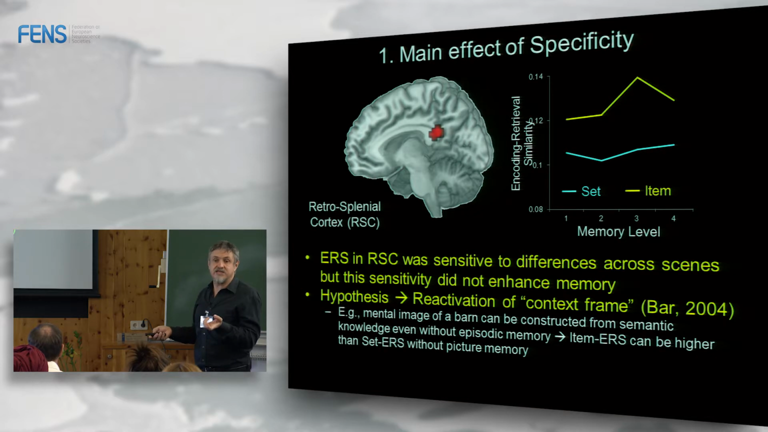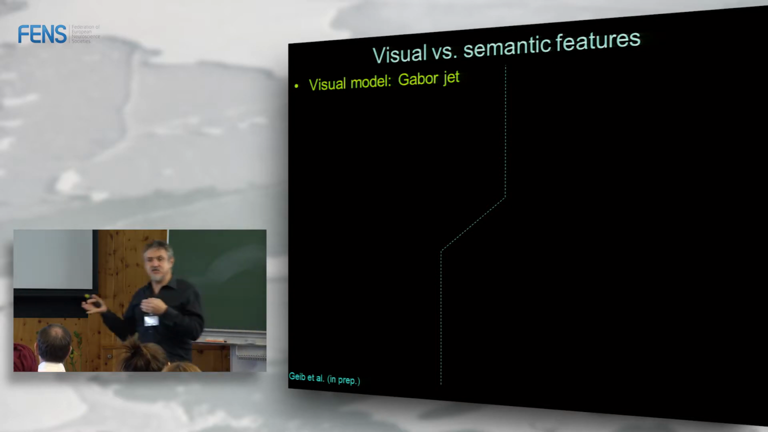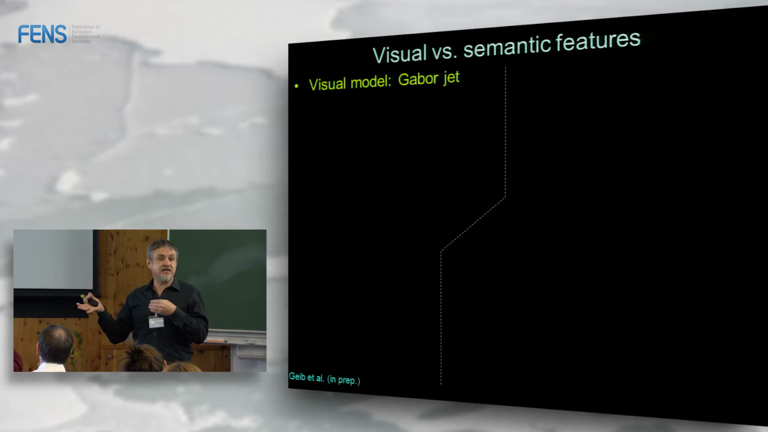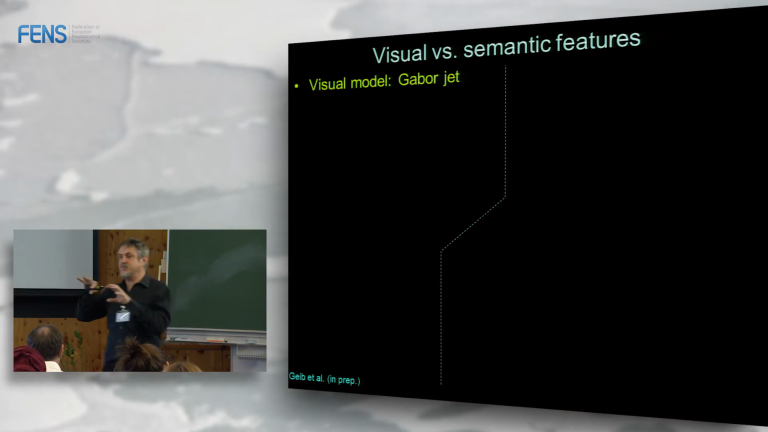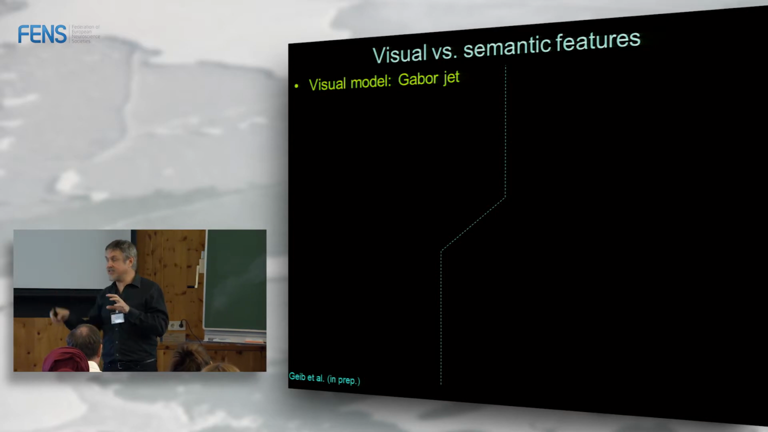But we wanted to test this idea. So we went back, and this is going to be a separate study. This is more similar to what is done with RSA in domains like semantic memory, in which you have different representational dissimilarity matrices that represent a model about the stimuli, right? Basically, how the similarities will be based according to visual properties or according to semantic properties.